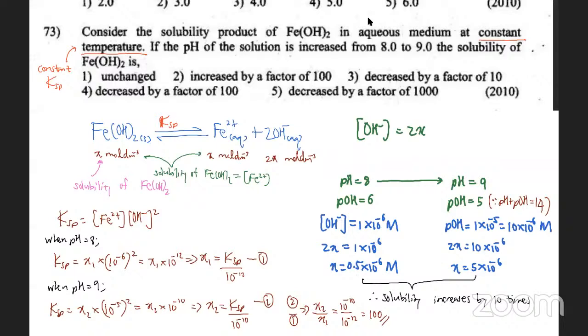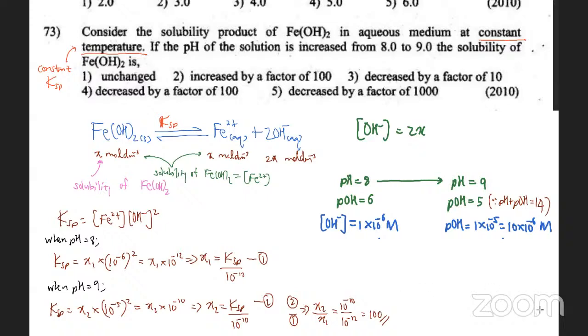This is wrong. What I've done here is wrong, unfortunately. I'm sorry. This part is wrong, because OH minus concentration is controlled from outside. So when you change OH minus concentration, Fe2 plus concentration will also adjust accordingly, because Ksp is constant, people. I think the answer should be the second.